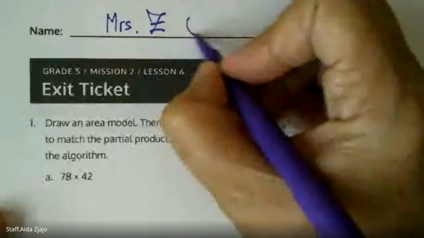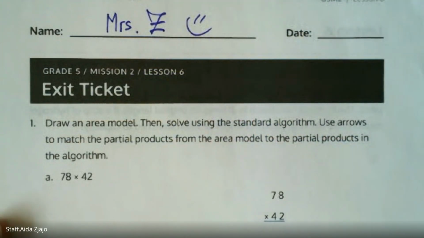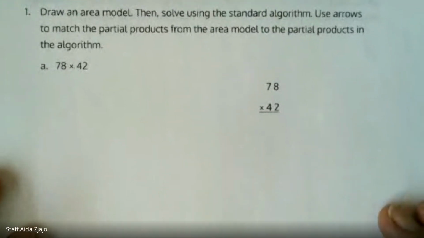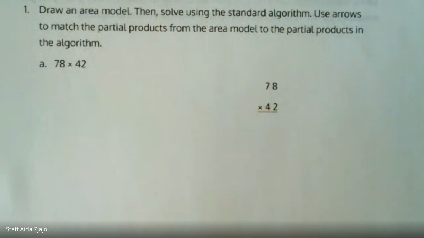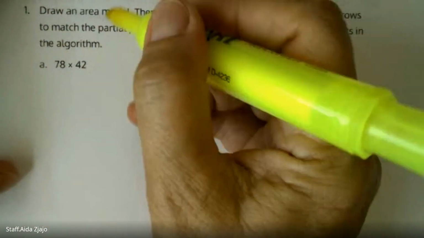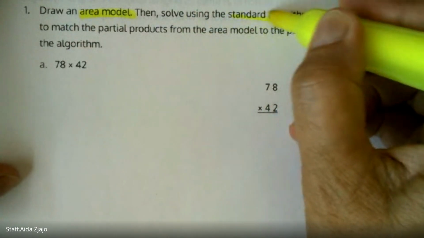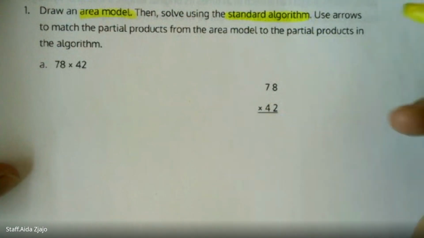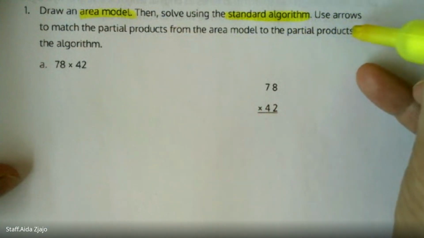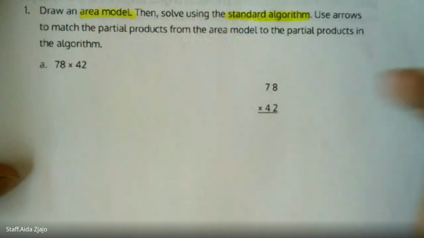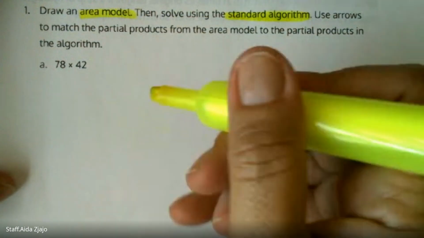Mrs. Z. Okay. It's grade 5, mission 2, lesson 6, exit ticket. It says: draw an area model, then solve using the standard algorithm. Use arrows to match the partial product from the area model to the partial product in the algorithm. Okay, so let's start with this.